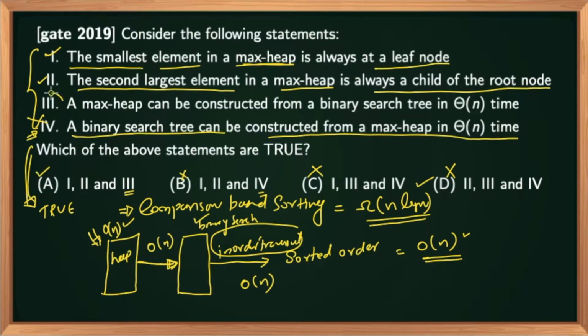Now let's see the third choice. It says a max heap can be constructed from a binary search tree in order of n time. That is true, because you have a binary search tree, you can do an in-order traversal that will take order of n time, then store those elements in an array. Then we need to convert that array A into a heap, which we can do in order of n time. You just copy that into an array and convert it to a heap, which will take order of n time. So this statement is true.